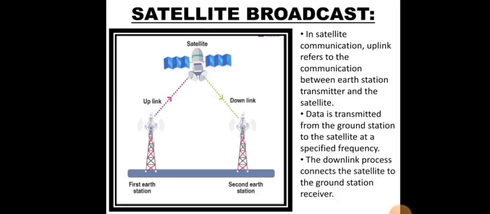In satellite communication, the uplink refers to the communication between the earth station transmitter and the satellite. The data is transmitted from the ground station to the satellite at a specified frequency. The downlink process connects the satellite to the ground station receiver.